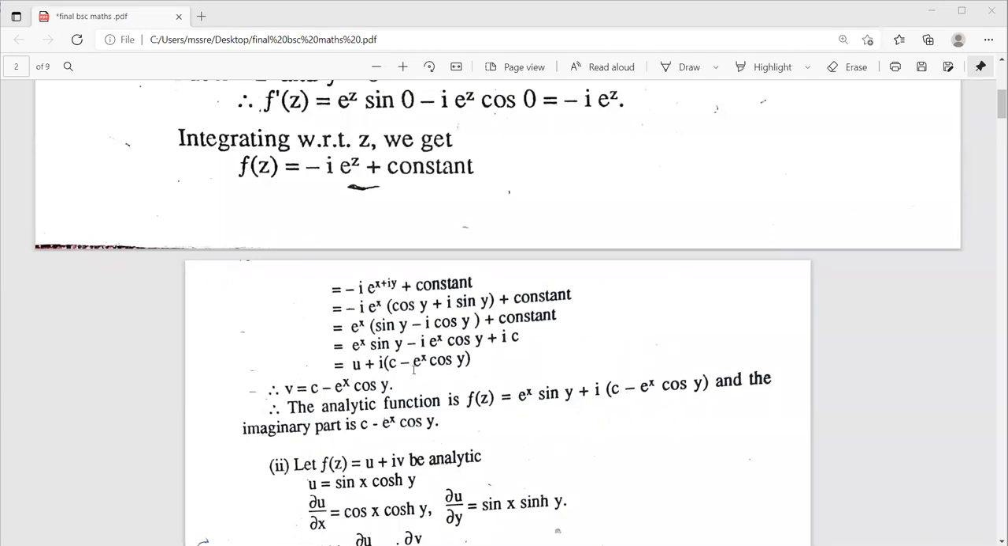Further, if you take i common there, you will get c minus e raised to x cos y. That is u plus i into c minus e raised to x cos y. It is of the form u plus iv. What is v? The imaginary part. So that v is c minus e raised to x cos y.